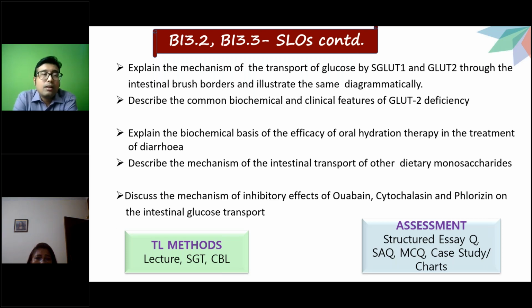It's followed by describe the mechanism of intestinal transport of any other dietary monosaccharides. Discuss the mechanism of inhibitory effects of ouabain, cytochalasin, and fluorescein on the intestinal glucose transport. So just two one-liner competencies have got so much in it.